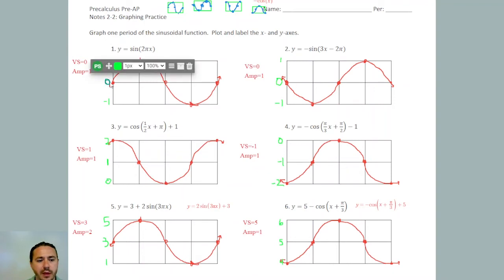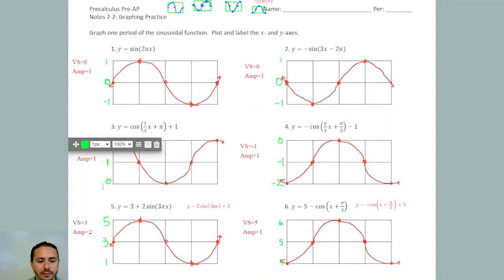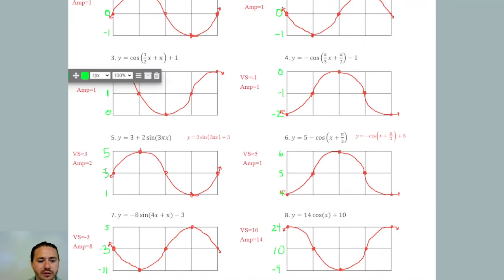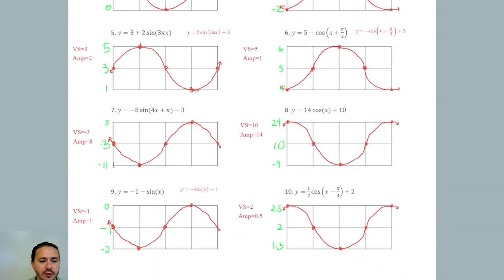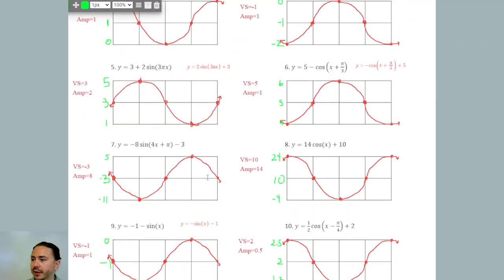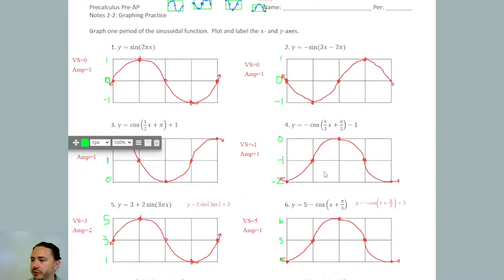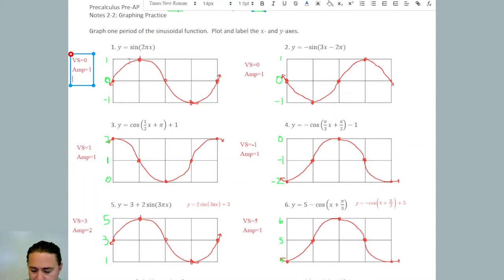Vertical shift is 0, amplitude is 1. Down here, amplitude is 1. I'm sorry, the vertical shift is 1, amplitude is 1. Here the vertical shift is 3, the amplitude is 2. So 2 is the distance between 3 and 5 and 3 and 1. Down here the vertical shift was negative 3, and the amplitude was 8. So 8 up and 8 down. Finally, number 9, the vertical shift was negative 1, and the amplitude is 1. So up 1, down 1. Sorry about that, y'all. Hopefully you saw enough of, especially these ones over here, to get the feel for how to find that. But let's cut our losses and move on.